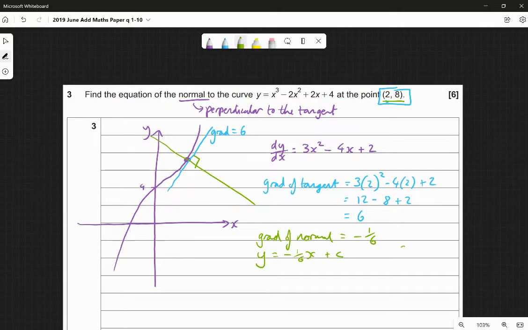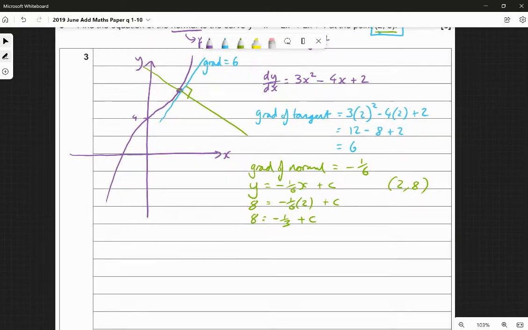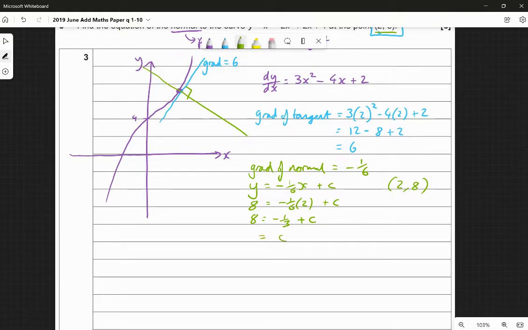I also know that since it goes through the point 2, 8, that when x is 2, y will be 8. So I'm going to replace y with 8 and x with 2 in order to try and find the value of c. So 8 will equal minus a sixth times 2, which is minus a third, so negative a third, plus c. And so c will equal, if I add a third to both sides, 8 and 1/3. Okay, so my equation of my normal will be y equals negative a sixth of x plus 8 1/3.